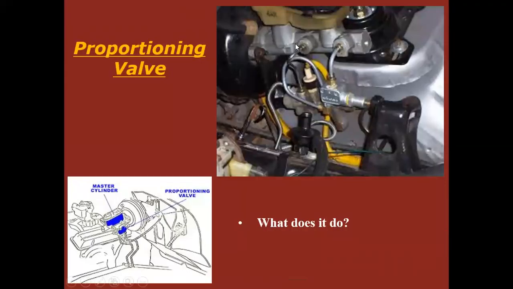They are typically right after the master cylinder in this area under the hood here. Here's another diagram. If you were to open the hood, here's the engine, master cylinder, proportioning valve's right there. Okay. And I'm already going to ask you, what does it do?